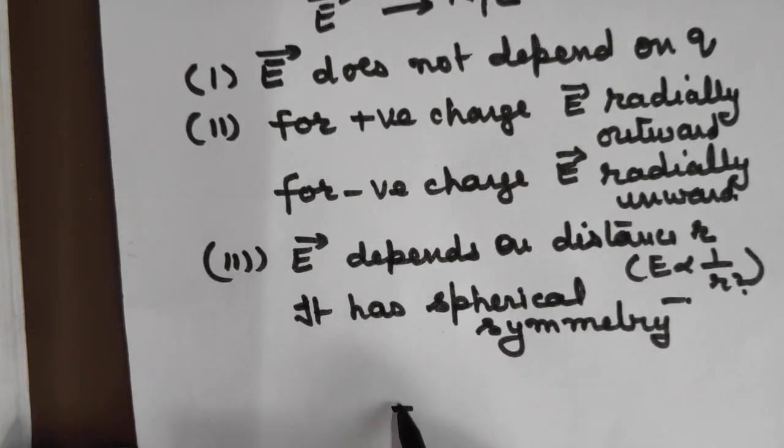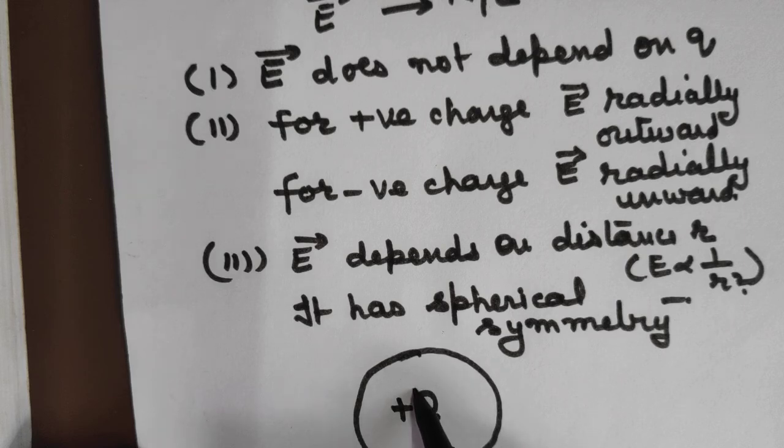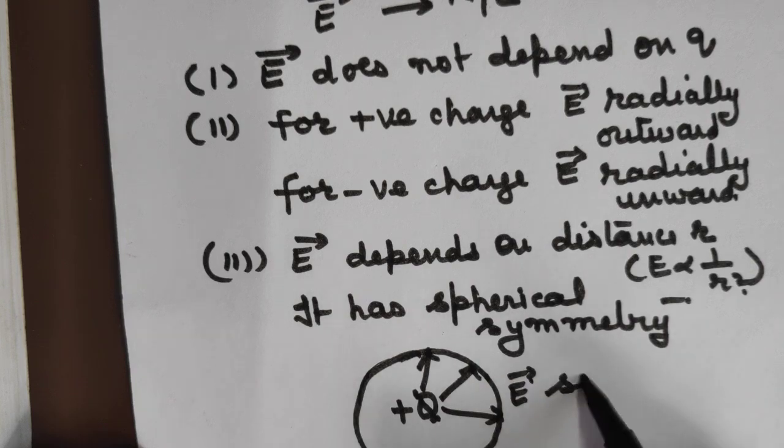That means if this is a positive charge Q, then around it, if we draw a sphere, then at every point on this sphere the electric field will be the same. This is called spherical symmetry.